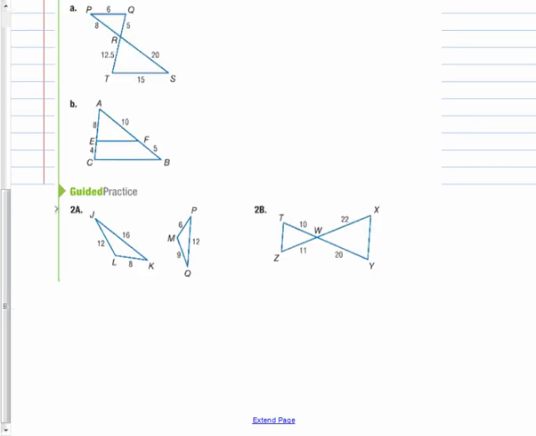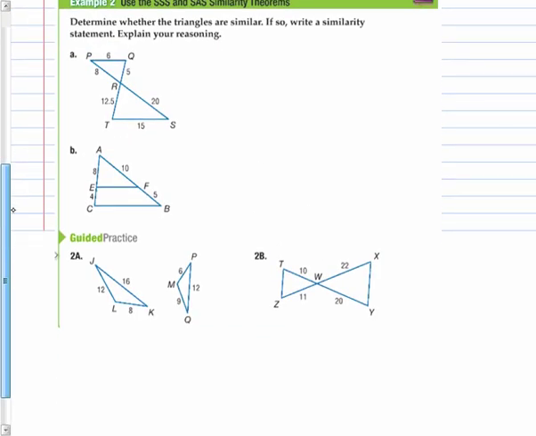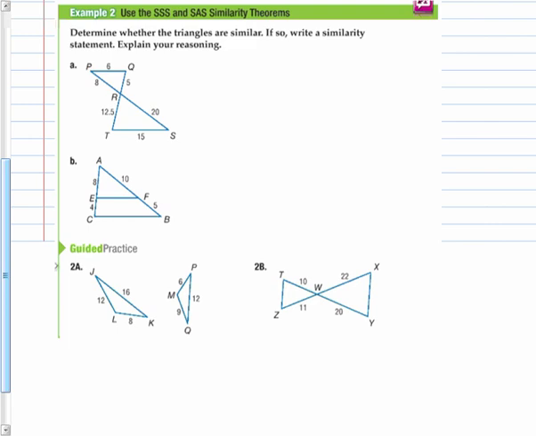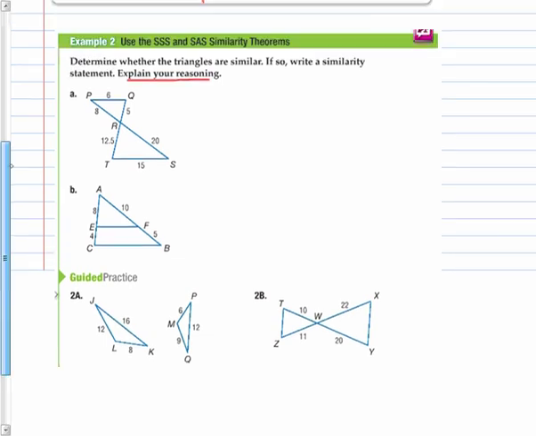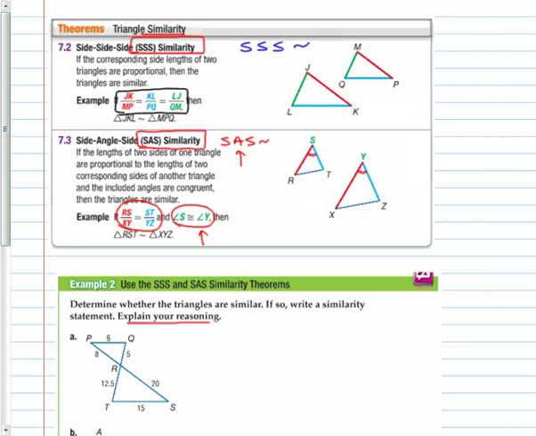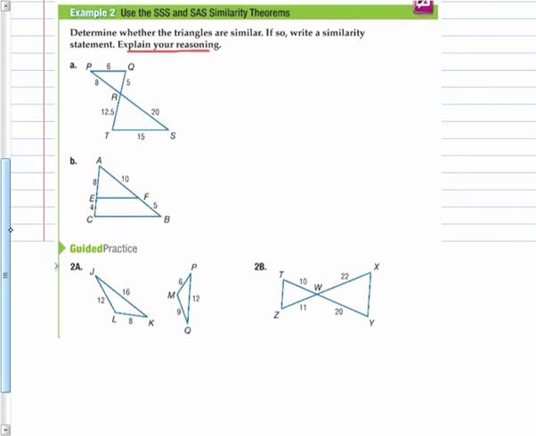So now we have three ways. So let's come down here and see if we can try out any of those three ways. Actually, we're just going to check the side, side, side, and side, angle, side similarity. And then we're going to write a similarity statement, and we're going to explain our reasoning, which is going to be just one of those two theorems. Let me back up a minute. These things are theorems. They can be proved from that last postulate.